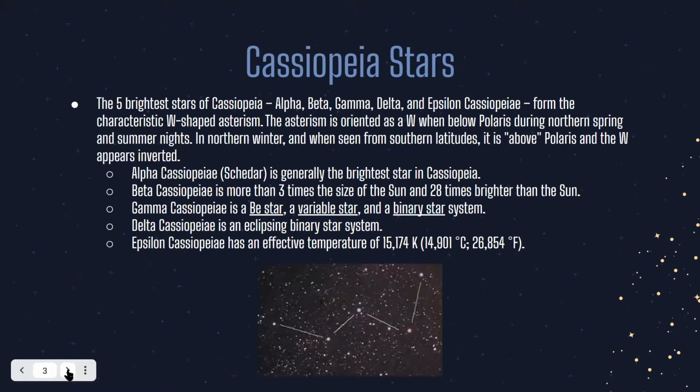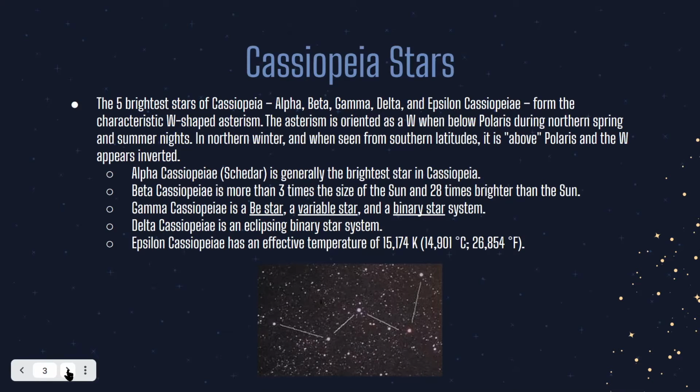Okay, so Cassiopeia stars. The five brightest stars of Cassiopeia are Alpha, Beta, Gamma, Delta, and Epsilon. They form the characteristic W shape asterism. The asterism is oriented as a W when below Polaris during northern spring and summer nights. In northern winter, and when seen from southern latitudes, it is above Polaris, and the W appears inverted.